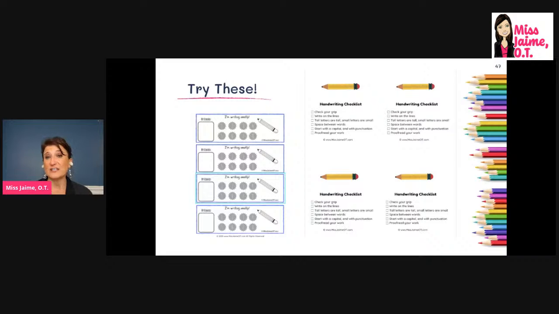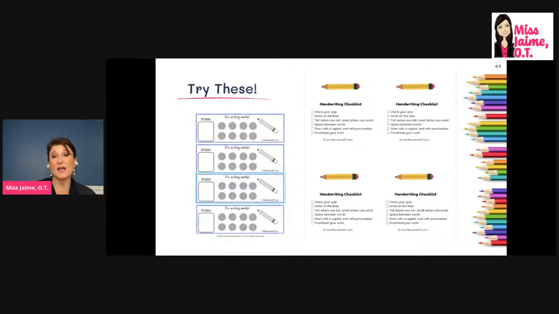The other one is a handwriting checklist. I like to use this with kids who are older. Obviously, they kind of need to be able to read the requirements, but I like to tell my kids to check their grip. I want you to write on the lines, check to see if your letters are tall and small, make sure you spaced properly. I like to laminate these little sheets and put them on the kids' desk, and then I have them grab it when they're done with their work.